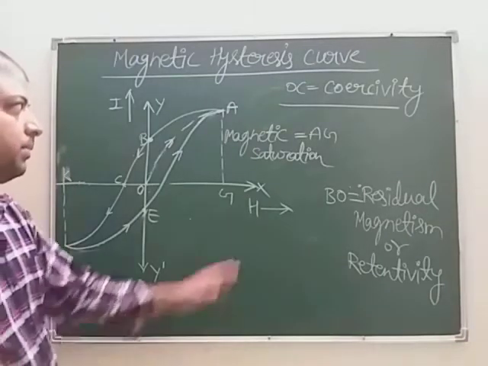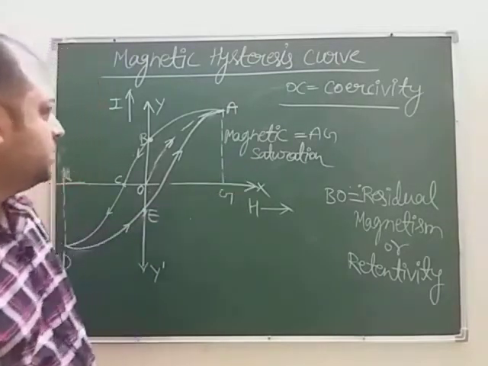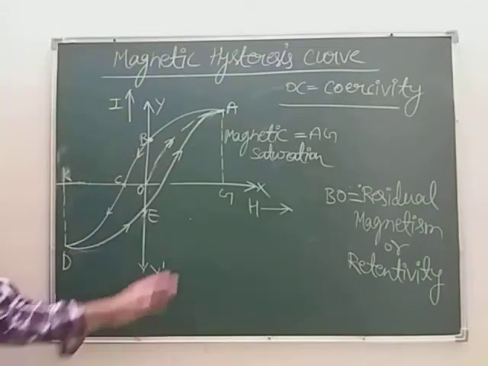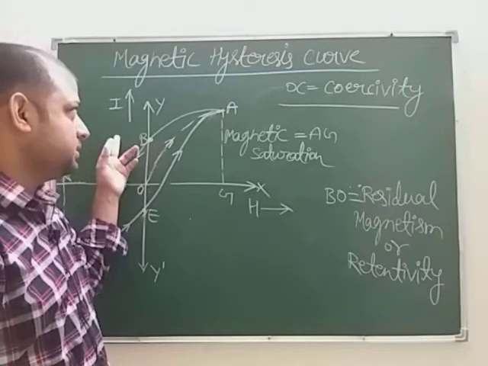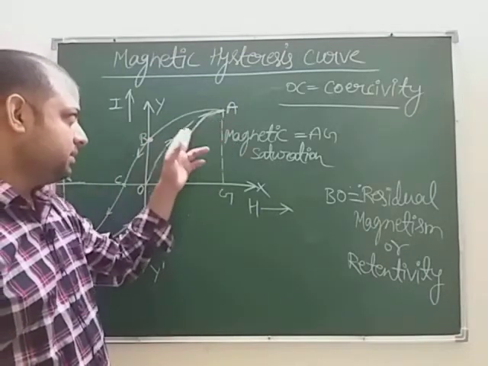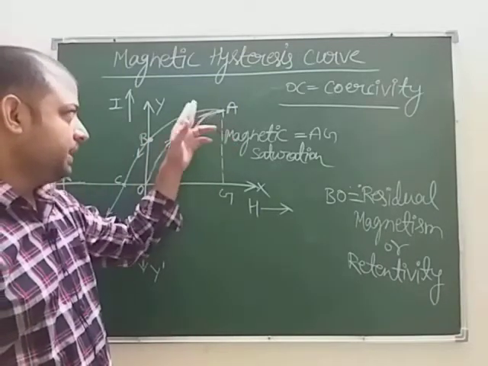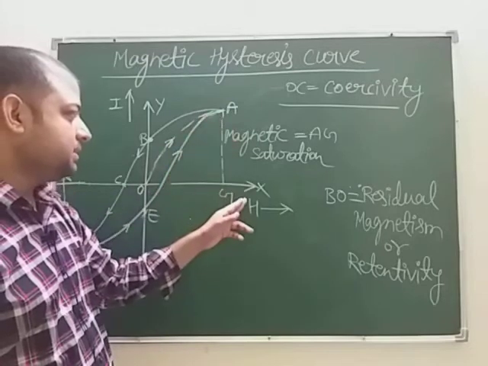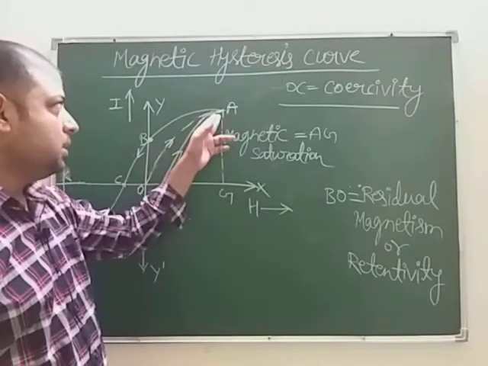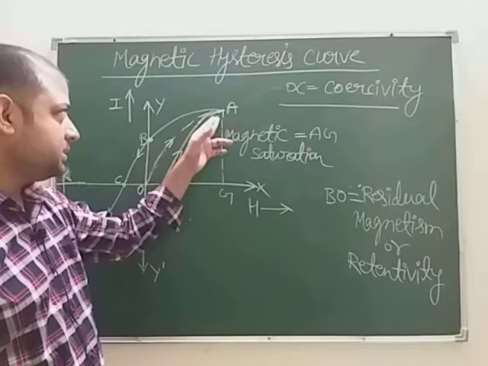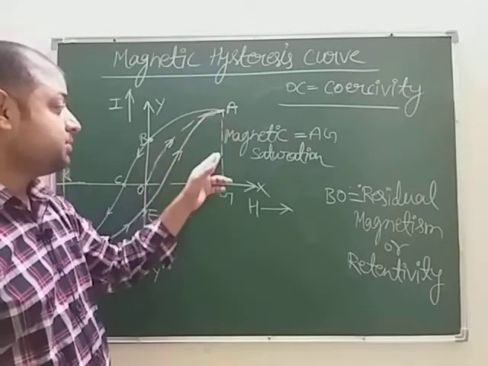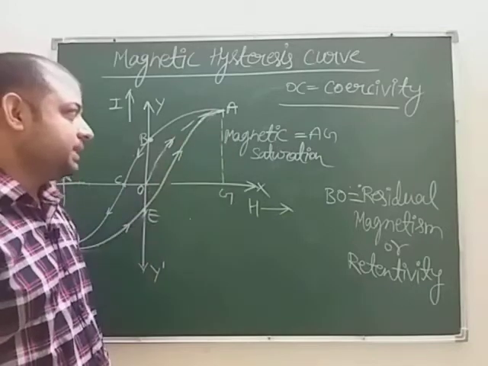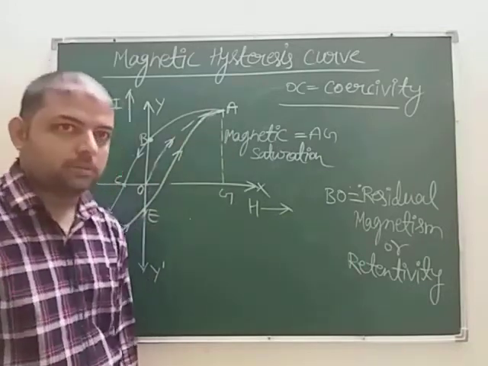Third one, magnetic saturation. When we increase the value of the magnetizing field, the intensity of magnetization will also increase. But after some time, at a certain value, if we increase the magnetizing field, the intensity of magnetization of that substance will not change. This point is called magnetic saturation. Write down one by one.